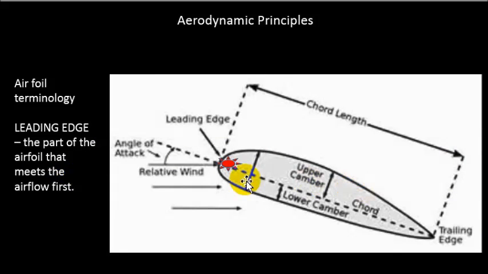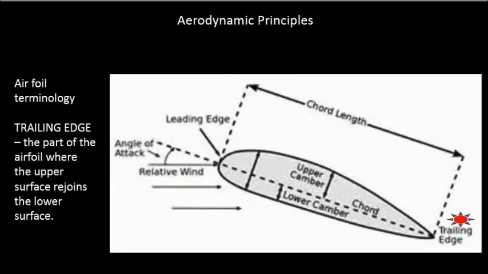Leading edge. Leading edge is the part of the airfoil that meets the airflow first. As the relative wind approaches, it's going to touch this part first. That is called the leading edge. The trailing edge is the part where the upper and lower surface rejoin. So we have to think about this airfoil as split. And we have upper camber or curve, and then we have a lower camber or curve. And these two things separate here, upper camber, lower camber, and they meet up back here at the trailing edge.